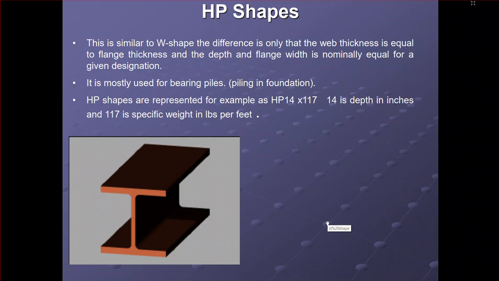Next one is the HP shape. This is similar to the W shape. The difference is only that the web thickness is equal to the flange thickness, and the depth and flange width are nominally equal to the given designation. It is mostly used for bearing piles, piling in foundations. HP shapes are represented, for example, like HP 14 x 117, so 14 is for the depth and 117 for the specific weight.